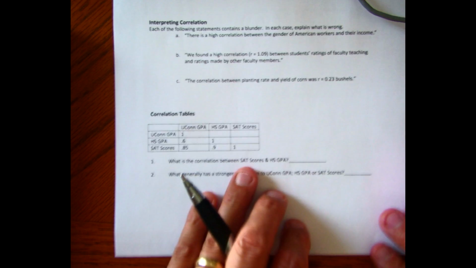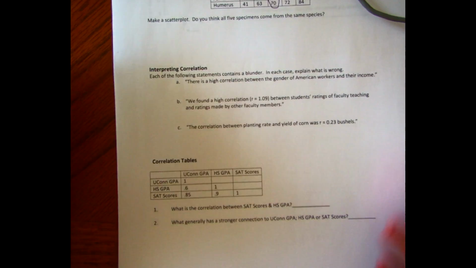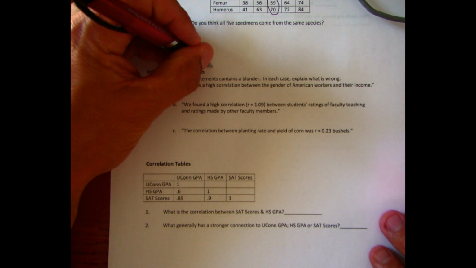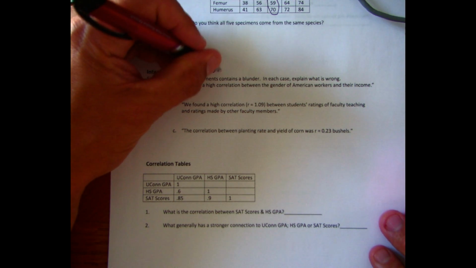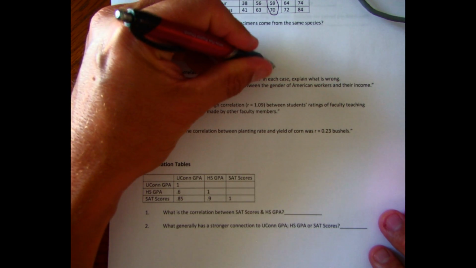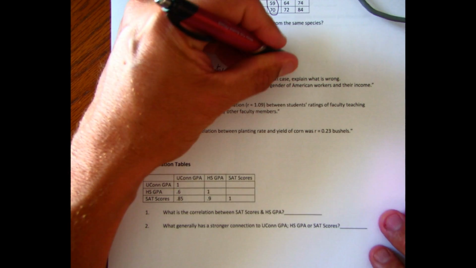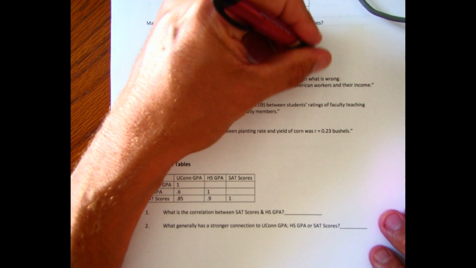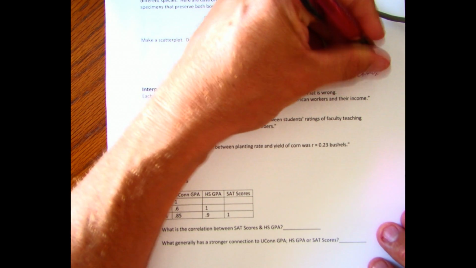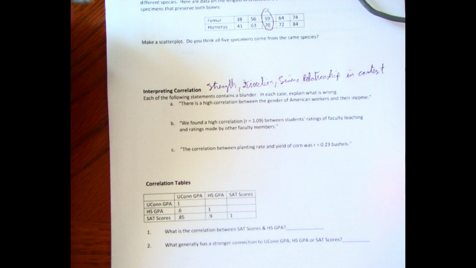Okay, interpreting correlation. The most important thing to remember when you're interpreting correlation is that you're talking about the strength and direction of a linear relationship. And the last thing you must remember to do is to do that in context. Okay?